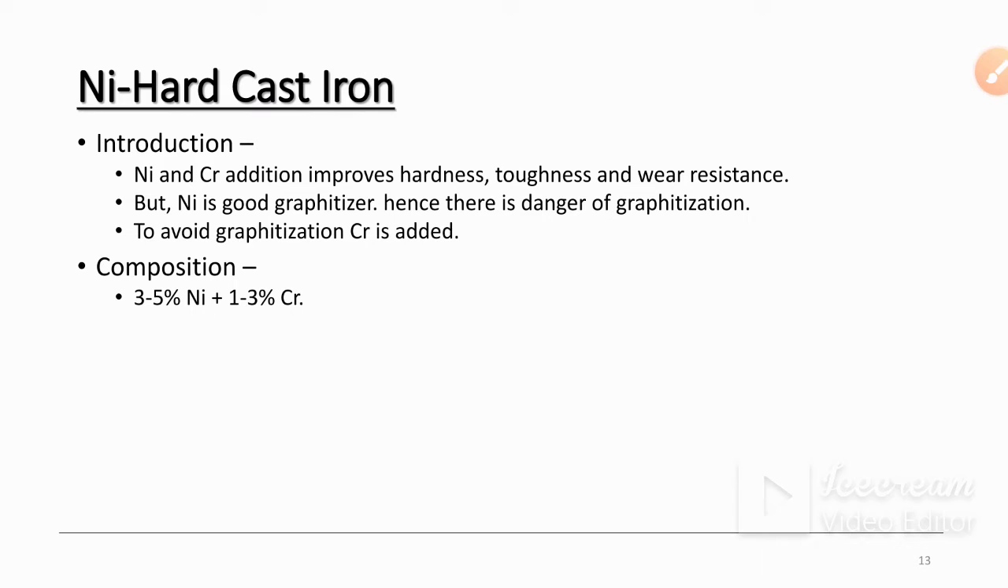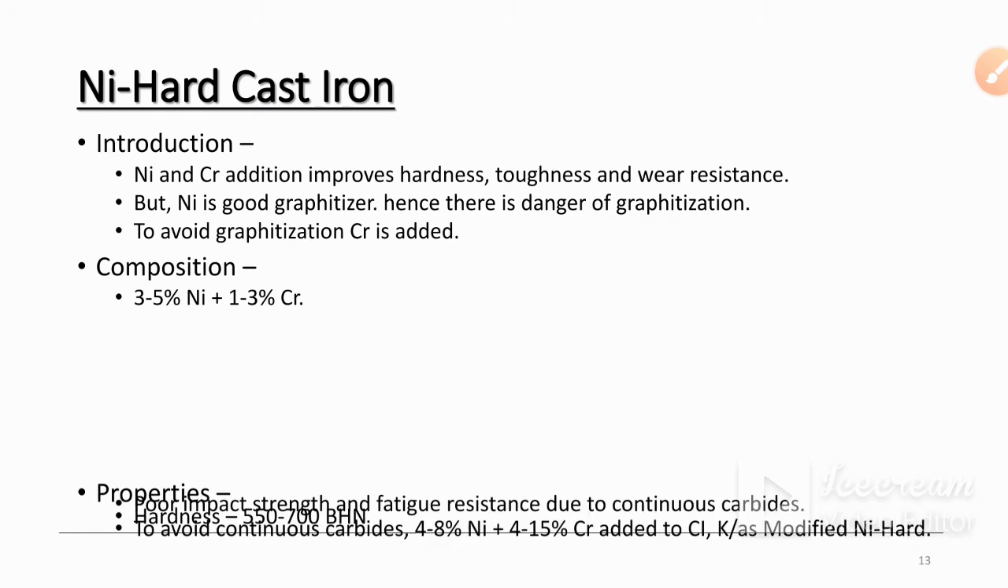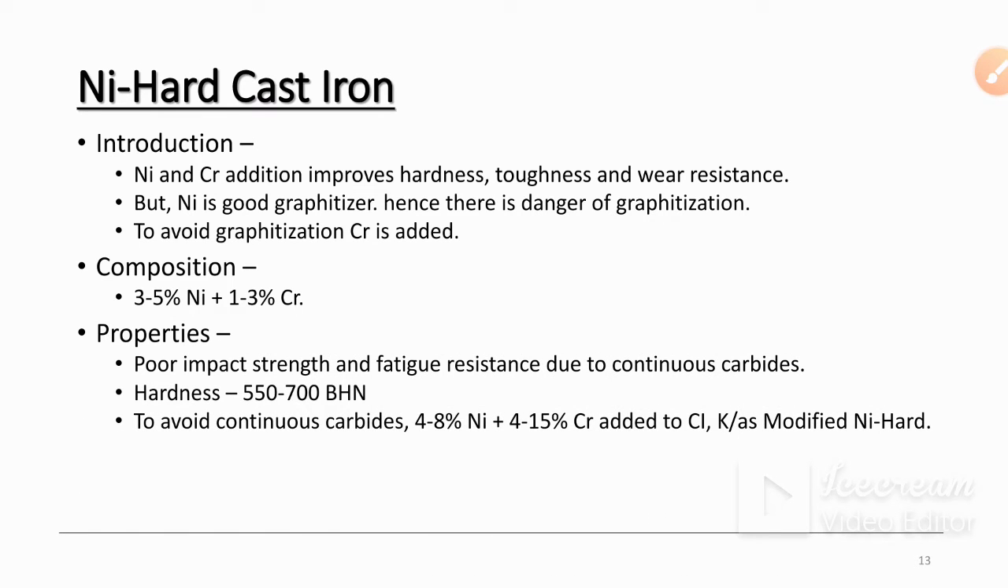The composition of this Ni hard cast iron is 3.5% nickel and 1 to 3% chromium, and the rest is iron and carbon. Now the properties: poor impact strength and fatigue resistance due to continuous carbides. Hardness is between 550 to 700 BHN, Brinell hardness number.